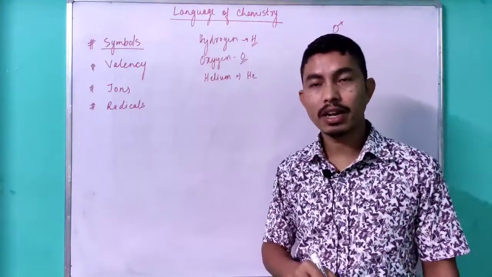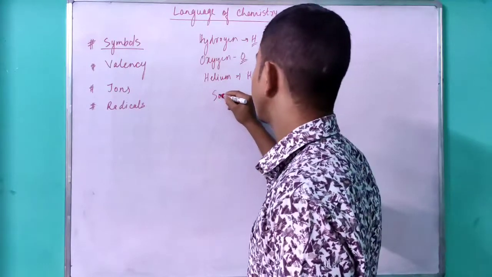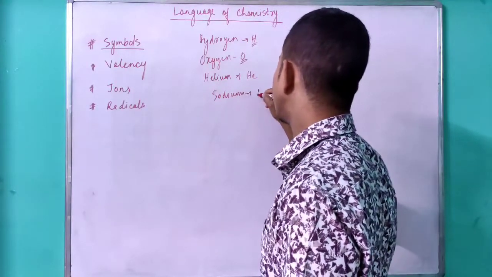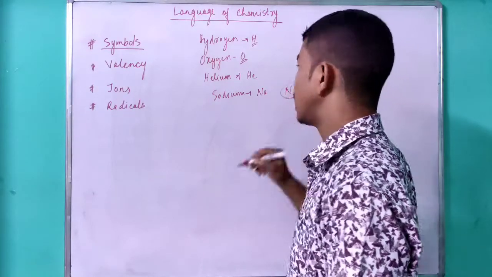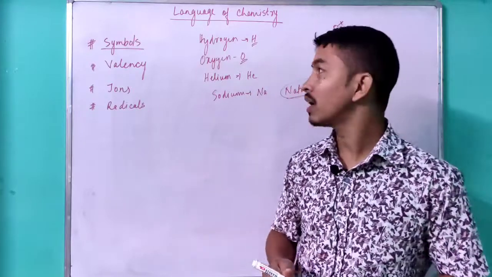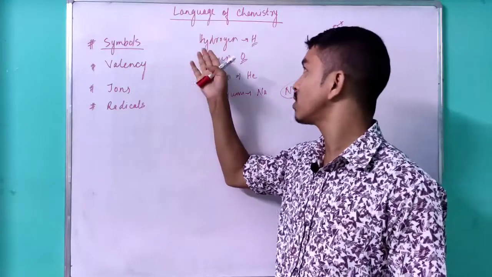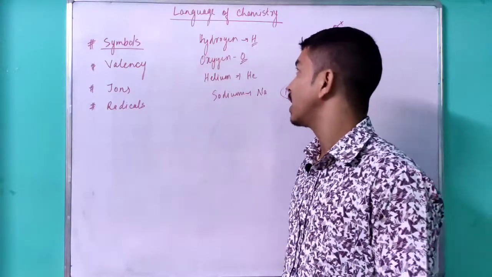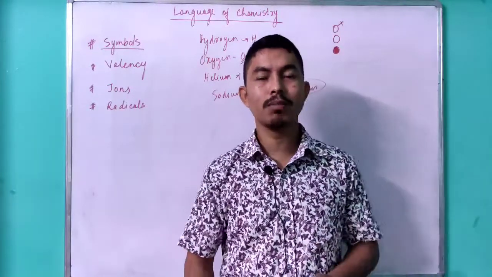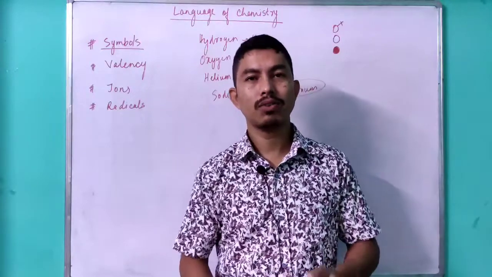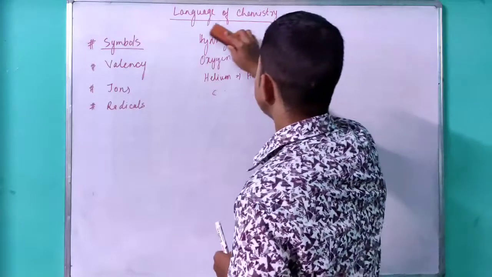But in some of the elements, we write the alphabet of its Latin name, like in case of sodium. What is the symbol of sodium? It is Na. Na comes from the word natrium, which is the Latin name of the element. So are you clear? The symbol is the shorthand of the name of the elements, and when writing the symbol we either use the first two alphabets of the English name, or the first one of the English name, or the first alphabet of the Latin name, or the first two alphabets of the Latin name.